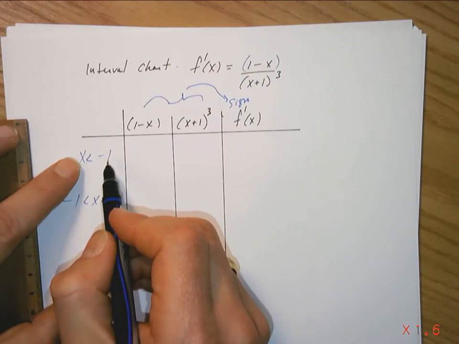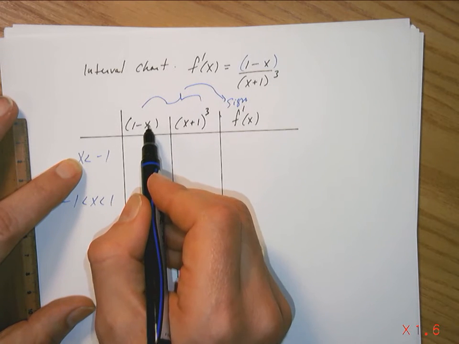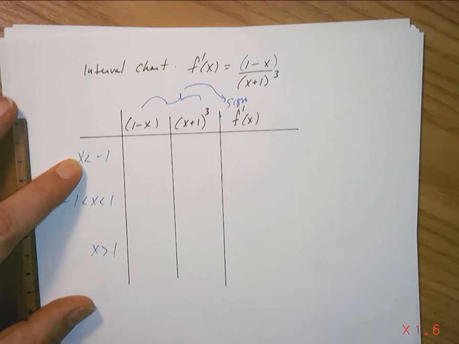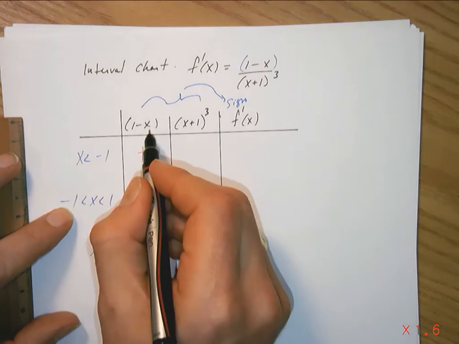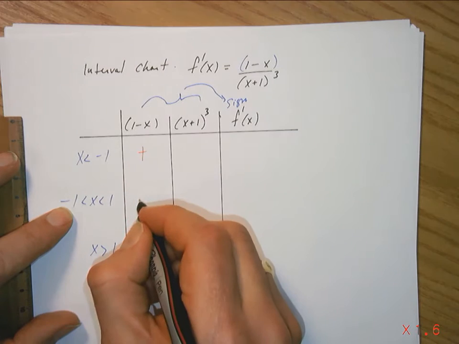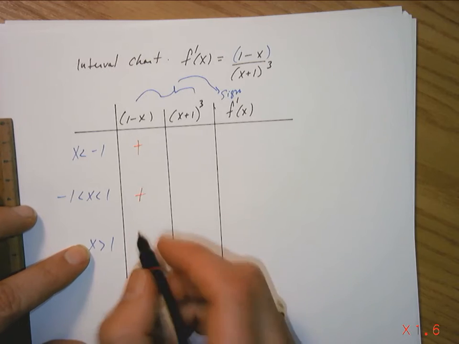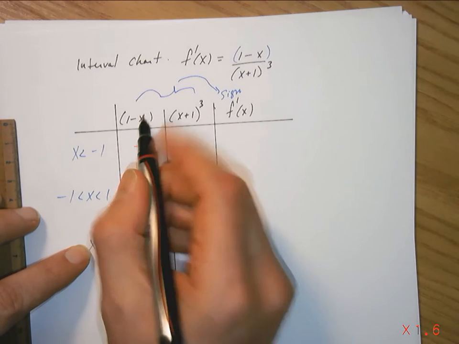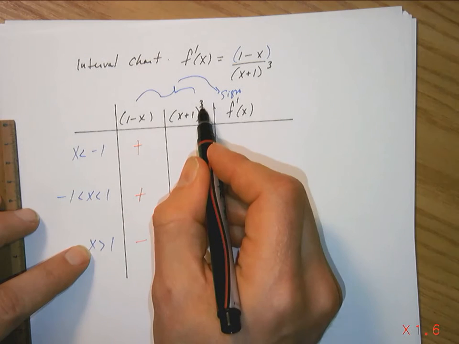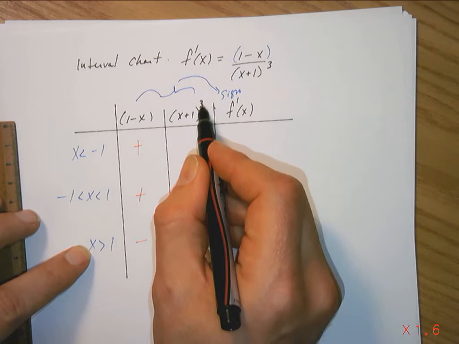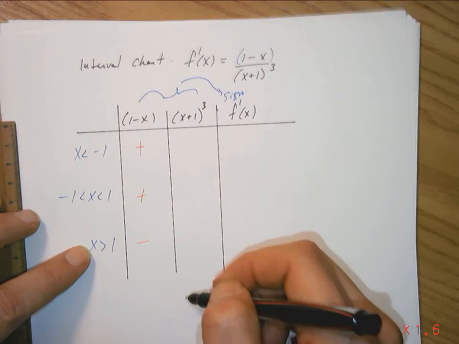So if I choose a value that's less than -1, like -5, it'll be 1 minus -5, and that'll be positive. If I put in a value between -1 and 1, like 0, then it's 1 minus 0, and that'll be positive. If I put in a value greater than 1, like 18, it'll be 1 minus 18, which will be negative. It's cubic, so I have to worry about it. If it was even, then whatever this was would become positive, and I'd just put positives down here.